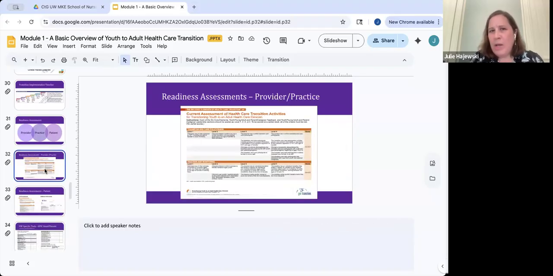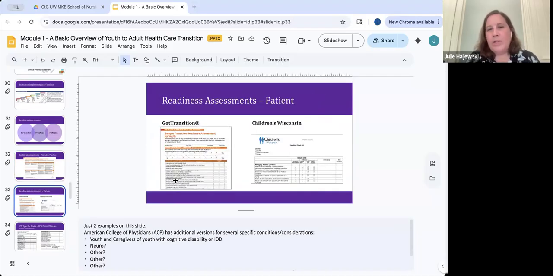And so this is just a screenshot of the adult healthcare clinician readiness assessment. It's actually 3 or 4 pages, but this is kind of what they look like when you go and access them, and they can be downloaded in an electronic format or they can be printed and utilized that way. This is an example screenshot. The one on the left is from GotTransition for their standard patient readiness assessment. The one on the right is a screenshot of one that they've been using for several years at Children's Wisconsin. I didn't go dig this month to look, but that's been available on their internet for access for years. And so they've done some adaptations to it.